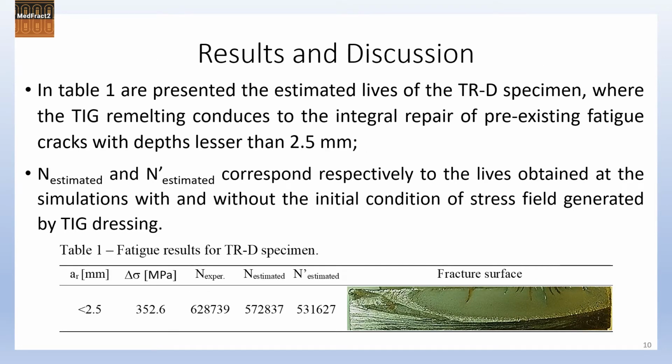In Table 1 are presented the estimated lives of the TRD specimen, where the TIG remelting conduces to the integral repair of pre-existing shallow cracks. N estimated and N-line estimated correspond respectively to the lives obtained in the simulations with and without the initial conditions of stress field generated by TIG dressing. Delta sigma corresponds to the nominal stress at the weld toe. Here are presented the fatigue results for the TRD specimen.